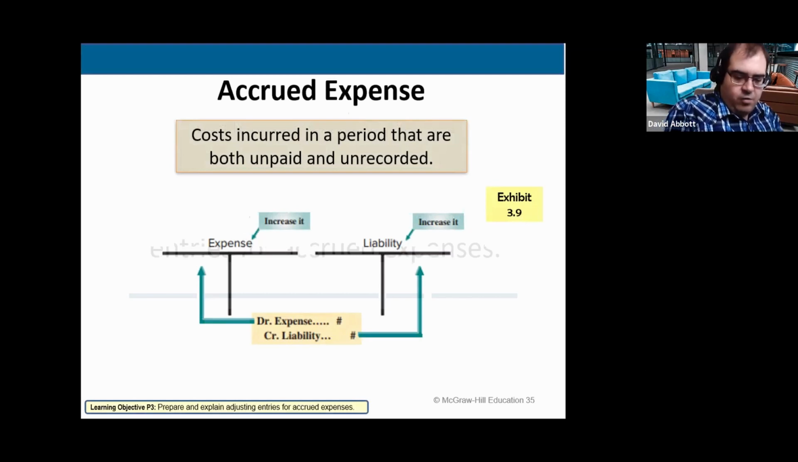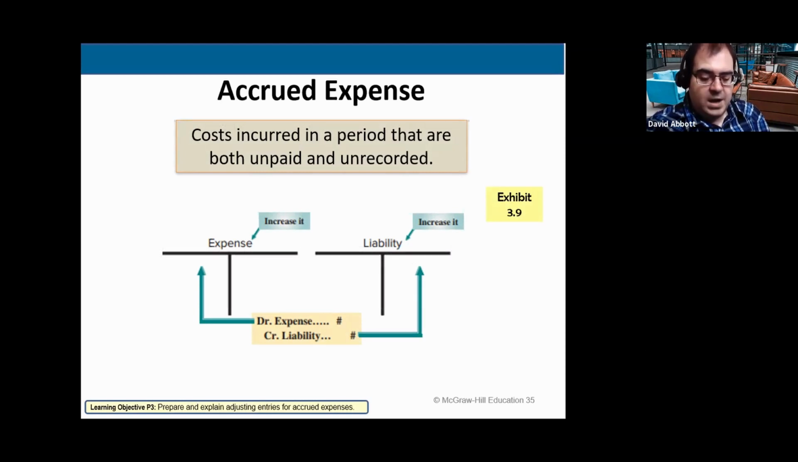So now, accrued expenses are costs incurred in the current period that are both unpaid and unrecorded. For example, when you use your credit card, often you do not record a transaction until you pay your monthly invoice, even though you've incurred the cost. Accrued expenses are reported on the income statement of the period when incurred. Examples of accrued expenses are salaries and interest.